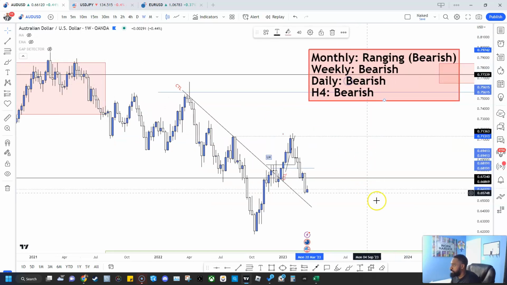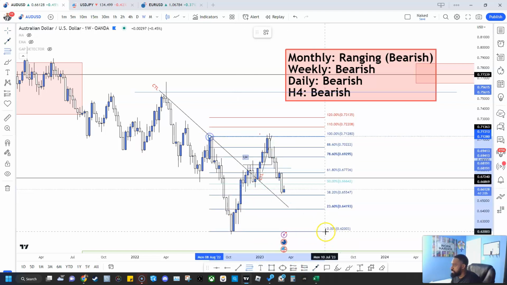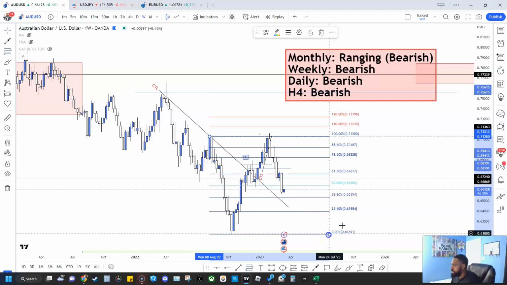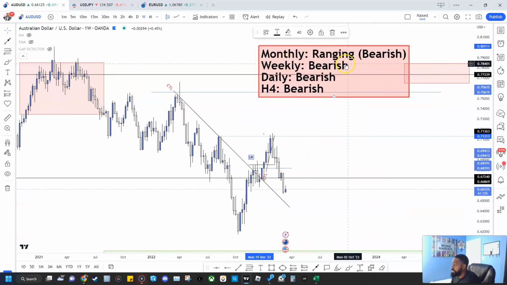So for the weekly, I put bearish. This is a minor, very, very minor. At the end of the day, this is just 100% retracement. This pullback right here is just 100% retracement for Fibonacci. I'll pull it out so you can see it. But yeah, that's really all it is. So for me, weekly is definitely bearish, right?